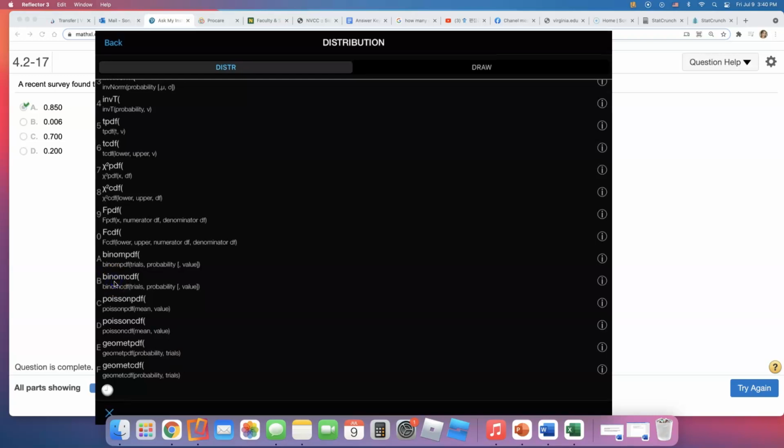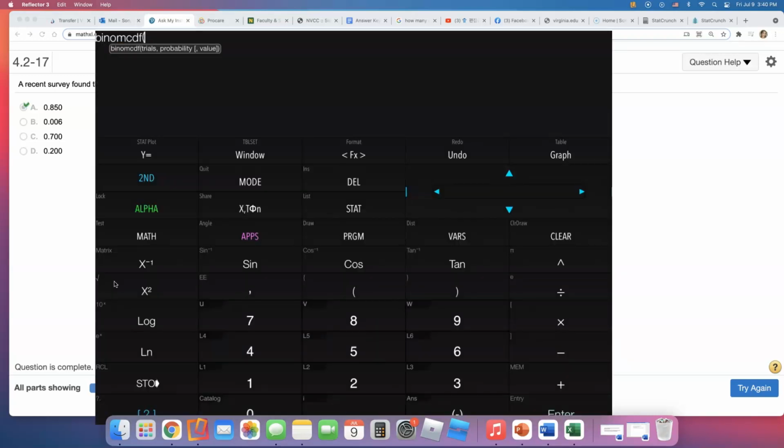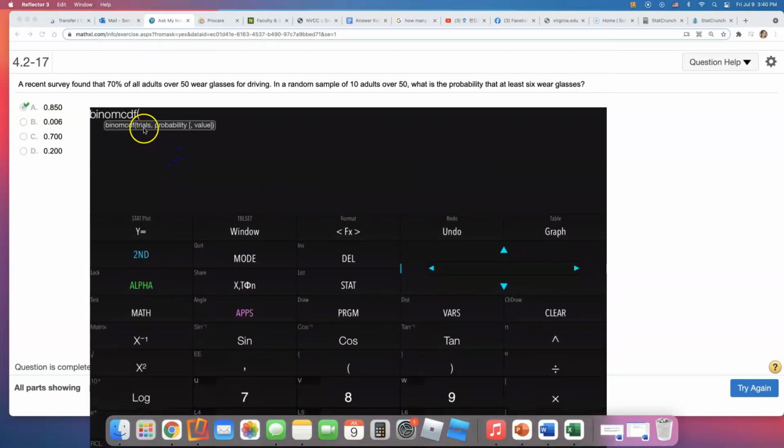If I click on this, it's asking me, what are the inputs? What do I have to type in? The first one that I have to type in is the number of trials. I know that it's 10. 10 people are surveyed. How do I put a comma? Oh, here it is. Let me click on comma. Okay, now what's next? The probability. That is 0.70, isn't it? 0.70. Go do the comma again.